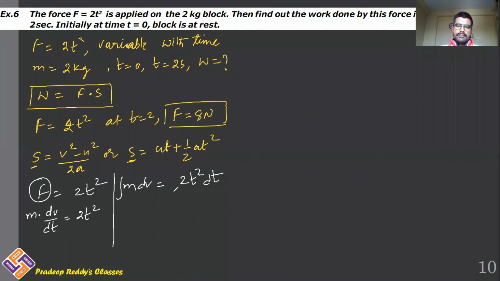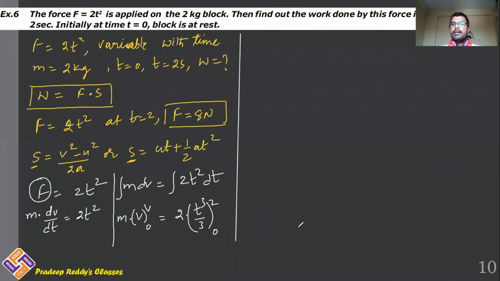I'll integrate this. M is constant. Integration of dv is v, with limits from 0 to final velocity v. And here 2 is constant. Integration of t square dt is t cube by 3, with limits from 0 to 2 seconds, because in the problem it is mentioned you are supposed to calculate work done from 0 to 2 seconds. That's the reason I have substituted 2 seconds here. Initial time is 0. The body is starting from rest, therefore initial velocity I have taken as 0. Final velocity I have taken as v.